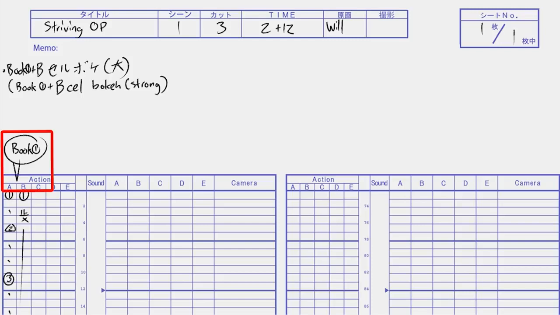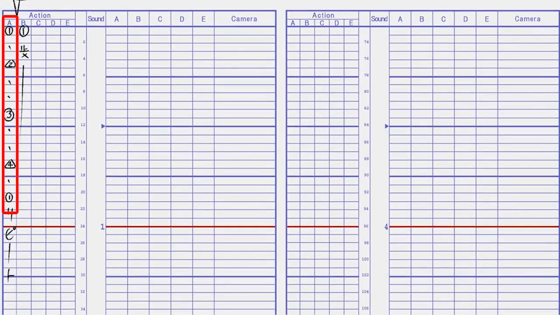Then we get to the action column, which the keyframer also fills out. Here you can see I've written in Book 1, which is sandwiched between the character on cell A and the cup on cell B. I then fill in the timing I want for the A cell with dots for the in-betweens, and then I write in repeat in katakana at the end here. This means that the frames written up to that point will loop until the end of the cut.